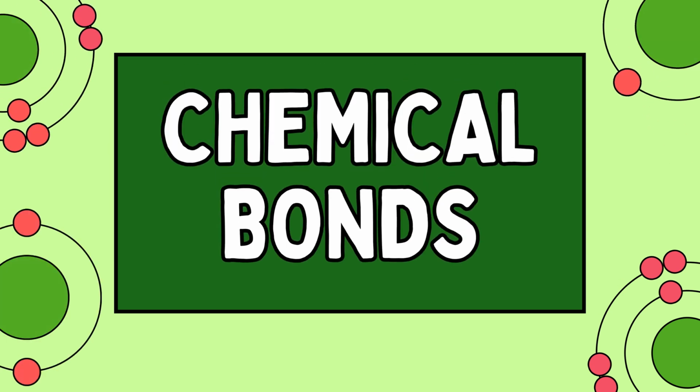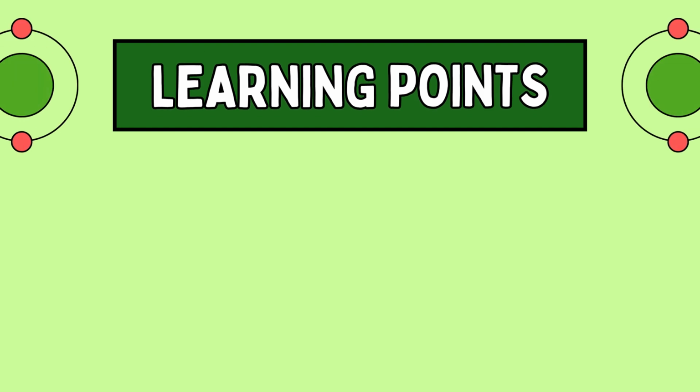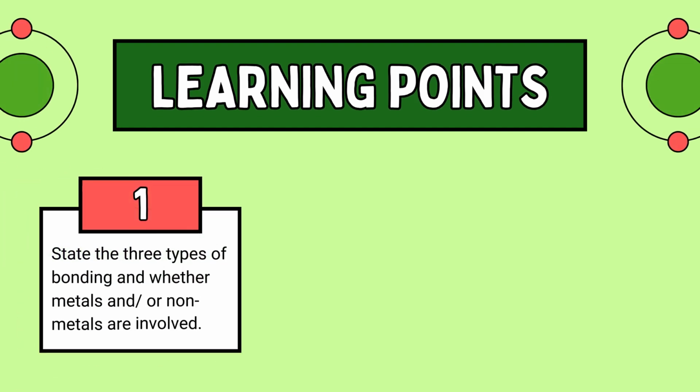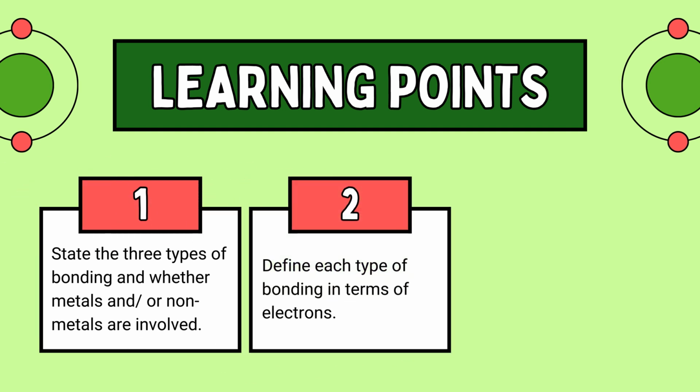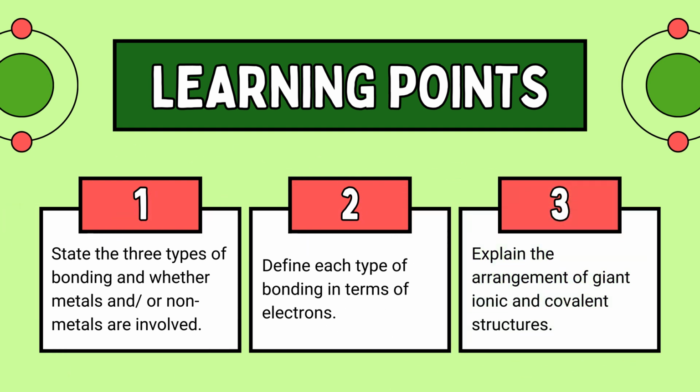Today we will study about chemical bonds. First of all, we will study the learning points of chemical bonds: state the three types of bonding and whether metals and non-metals are involved. Second one is define each type of bonding in terms of electrons. In third, we will explain the arrangement of giant ionic and covalent structures.